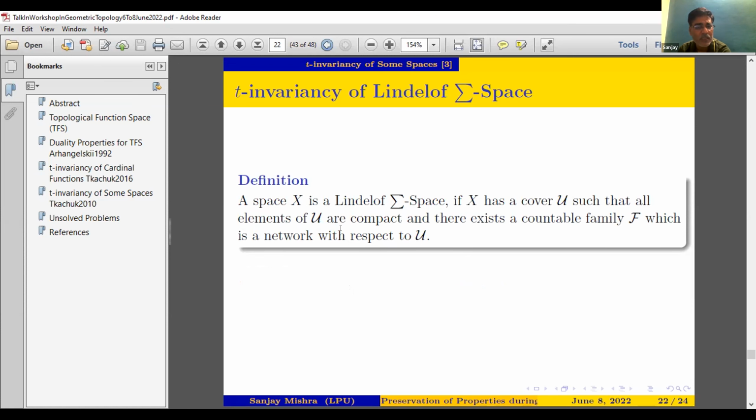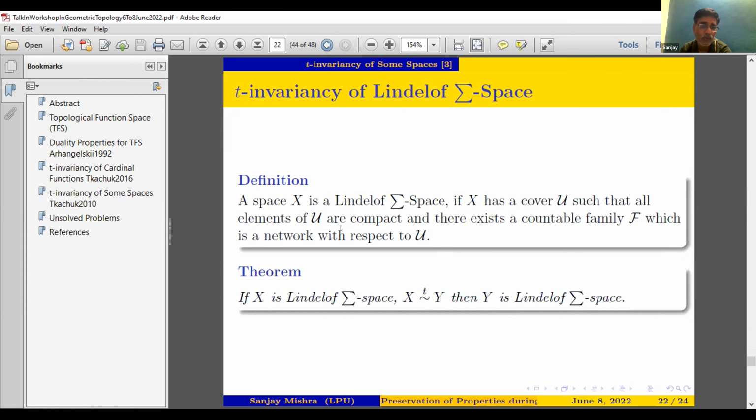A space is a Lindelof sigma space if X has a cover U such that all the elements of U are compact, and there exists a countable family F which is a network with respect to U. And it is also a T-invariant property.